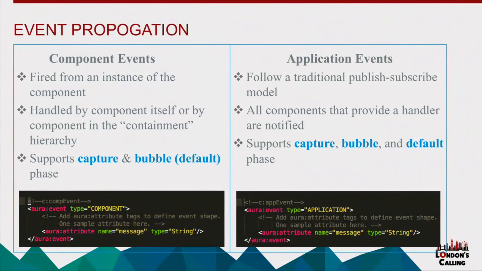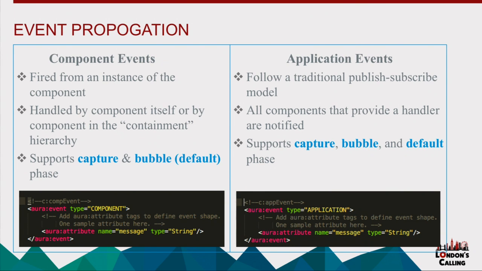So, event propagation. The framework follows event-driven programming. You write handlers to tackle events that may or may not arise from user action. You have two types of events: component event and application event. A component event is fired by an instance of a component. It can be handled by the component itself or another component in the containment hierarchy, and it supports capture and bubble phase. Are you familiar with capture and bubble phase yet? It's quite recent, I guess.